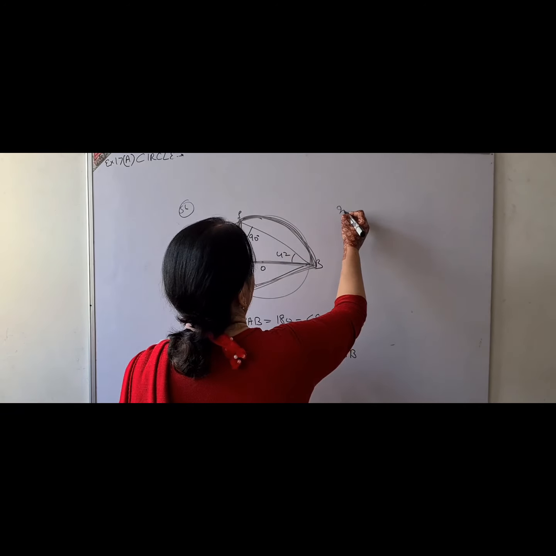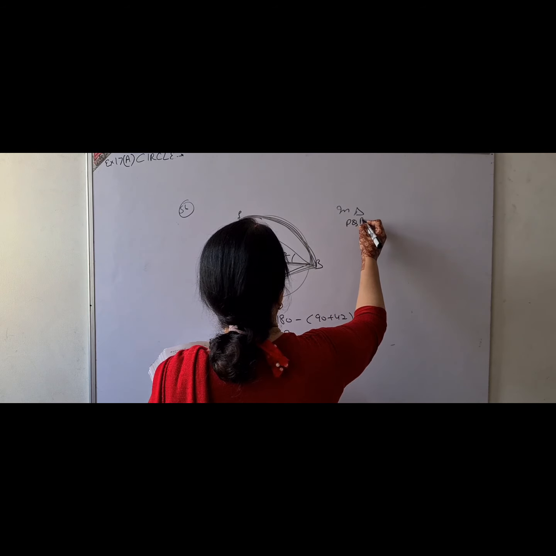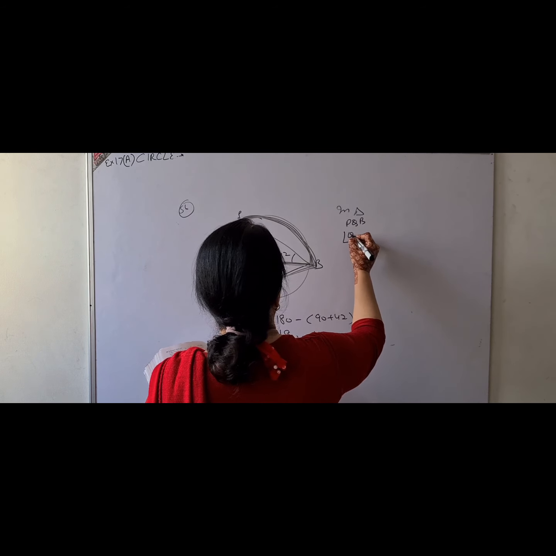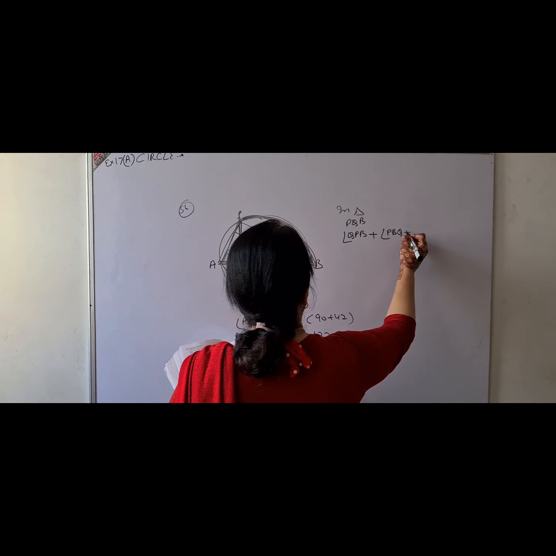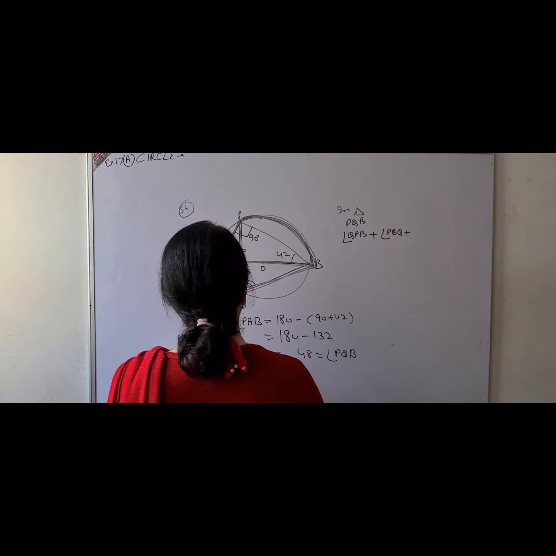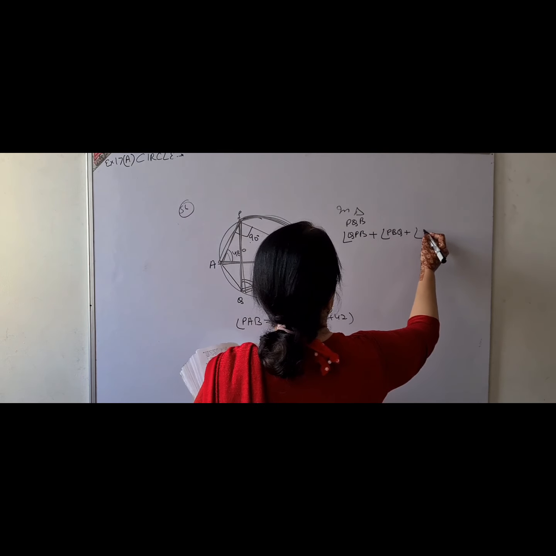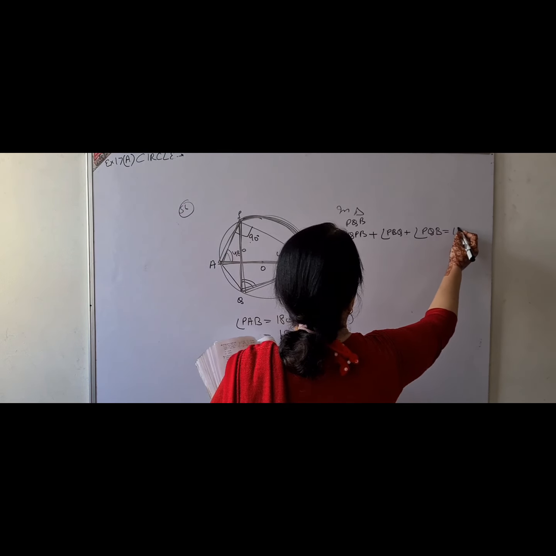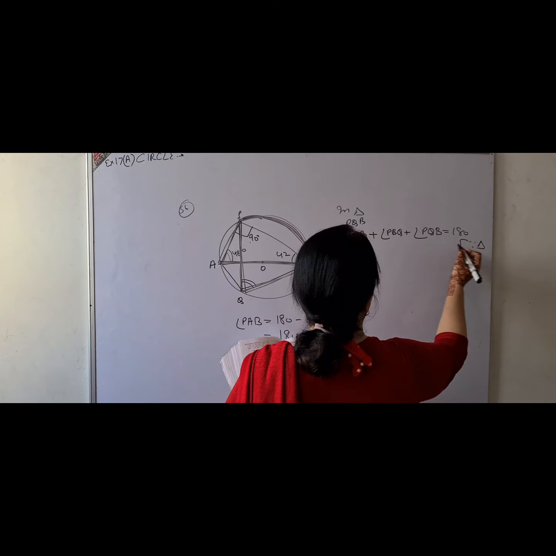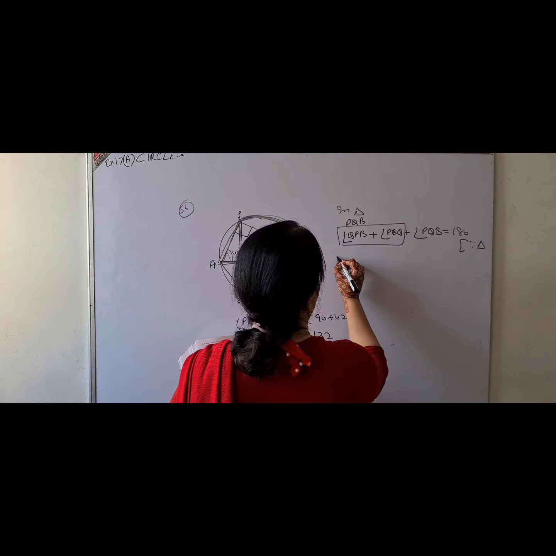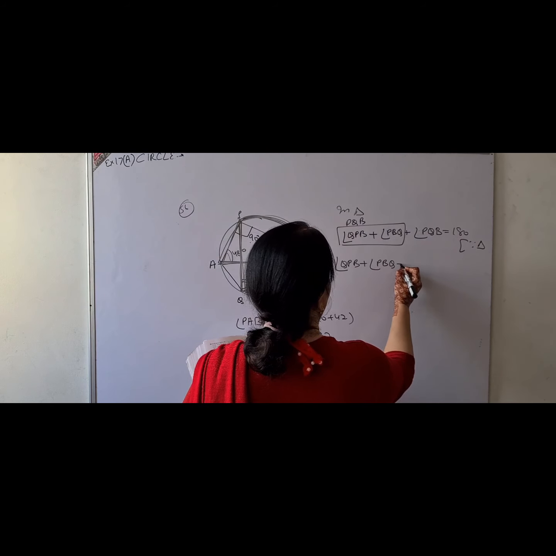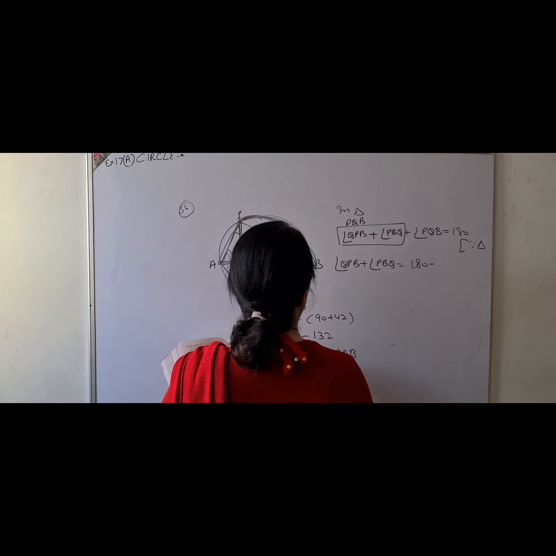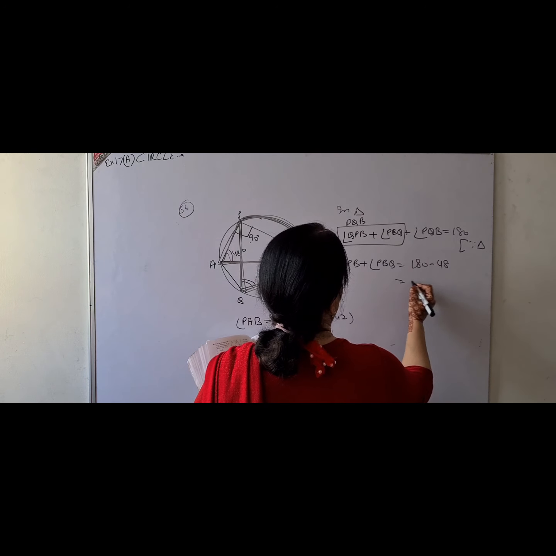And last, in triangle PQB, angle QPB plus angle PBQ plus angle PQB is equal to 180, angle sum property, because the sum of the angles of a triangle. This you have to find. So let it be on the left hand side only, and on the right hand side, PBQ is equal to 180 minus PQB. You have already found 48, and that is your required answer.